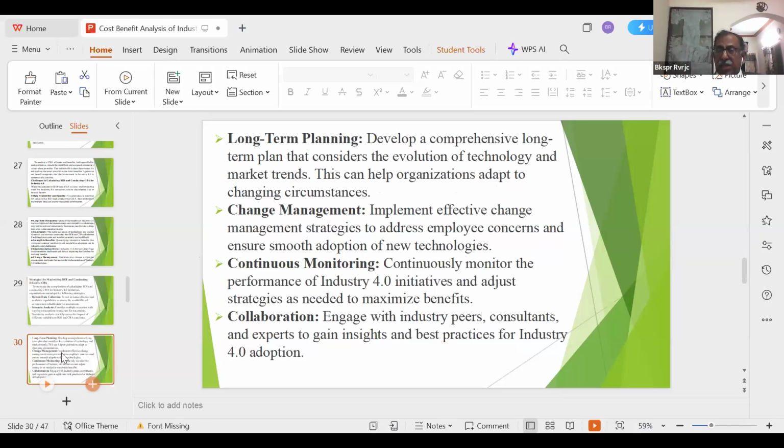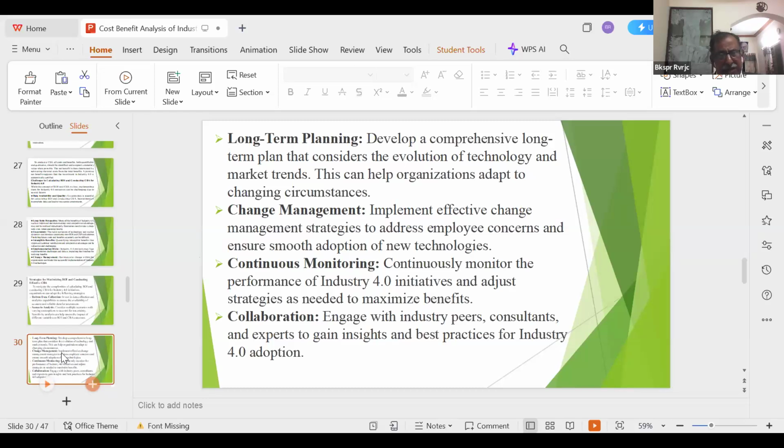Next one, change management. Implement effective change management strategies to address the employees' concerns and ensure smooth adoption of new technologies. Next one is continuous monitoring. Continuously monitor the performance of Industry 4.0 initiatives and adjust the strategies as needed to maximize the benefits.